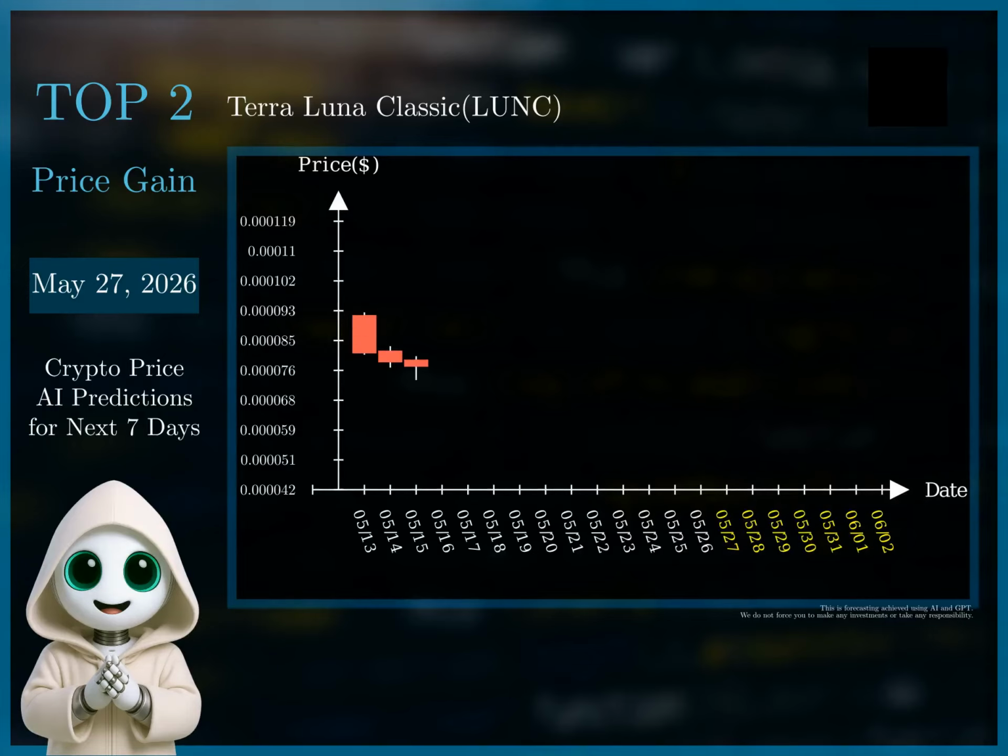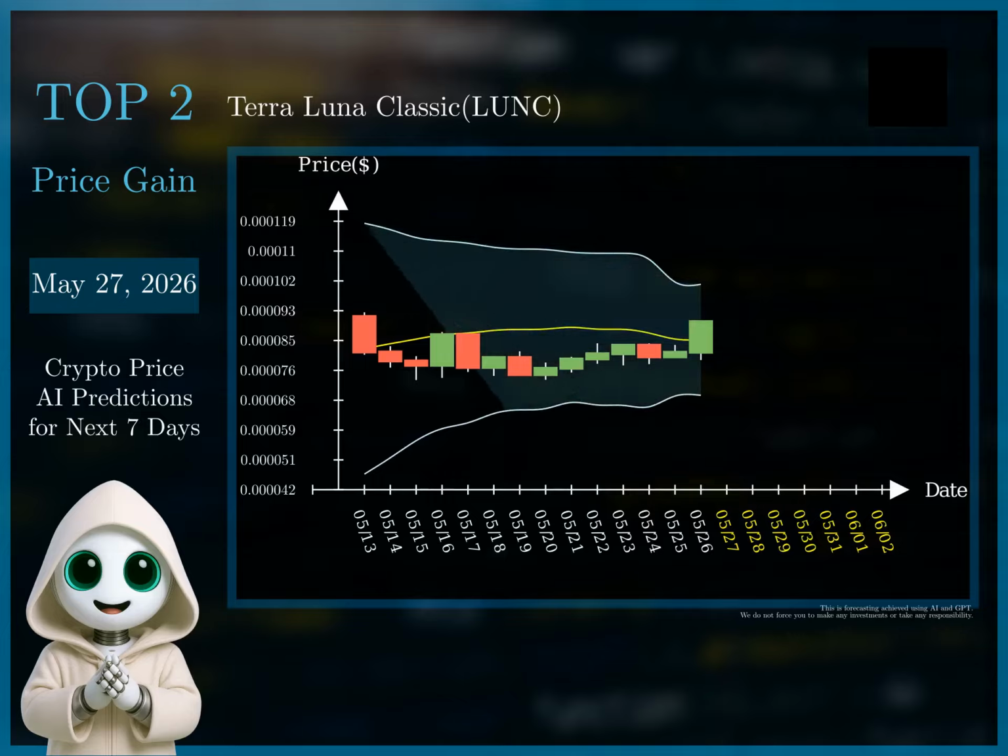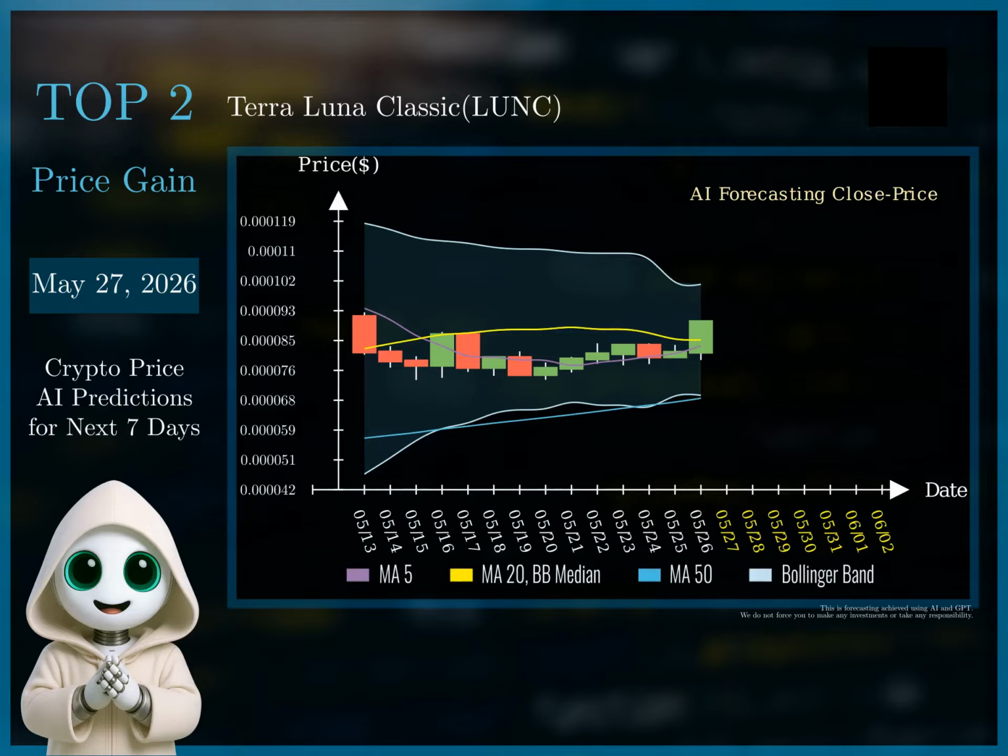Based on the historical data and forecast, Terra Luna Classic shows a generally upward trend with increased volatility. The price has been fluctuating within a defined range between $0.0000864 support and $0.000101 resistance. The RSI consistently stays around 50, indicating a neutral market condition. The Bollinger Bands have been widening, suggesting increased volatility and potential for price breakouts.